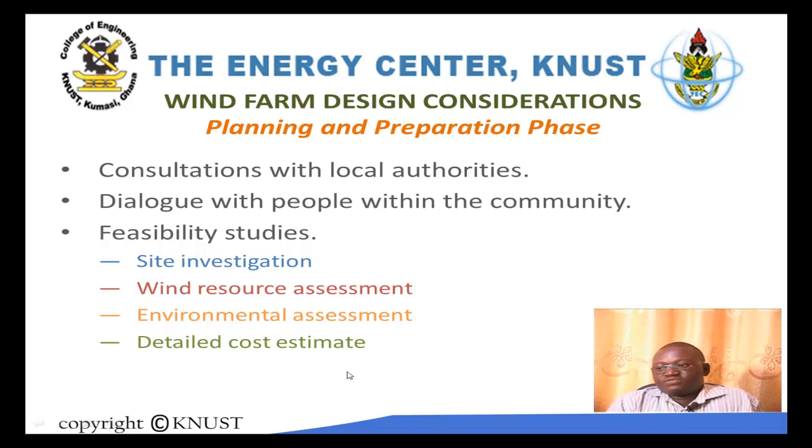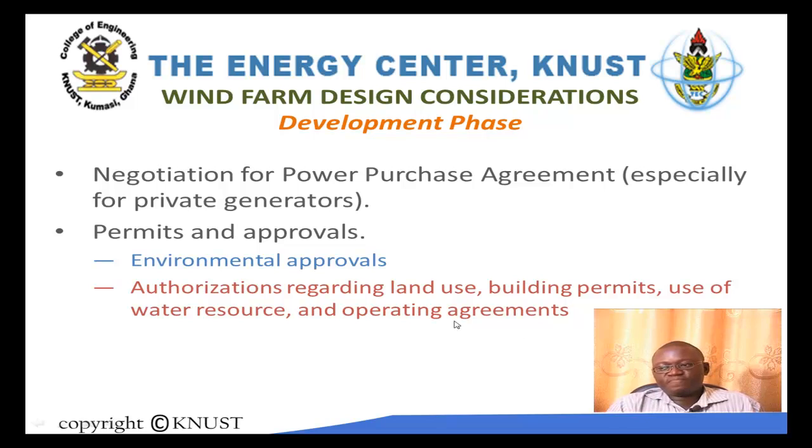So after you're done with that, you move on to the development phase, where basically you negotiate for power purchasing agreements, and this is especially for private developers who are coming to generate the power and sell to probably the utility or something. And then you also acquire permits and approvals, much more legal and environmental approvals, the land use, building permits, and operating agreements generally and all that. You get all these approvals at the development phase.